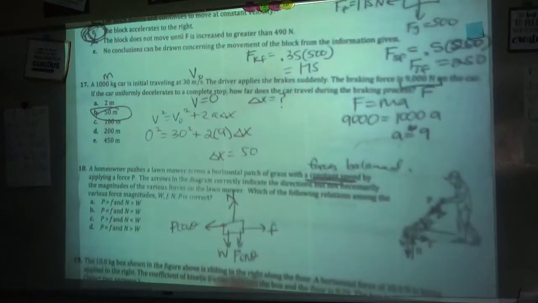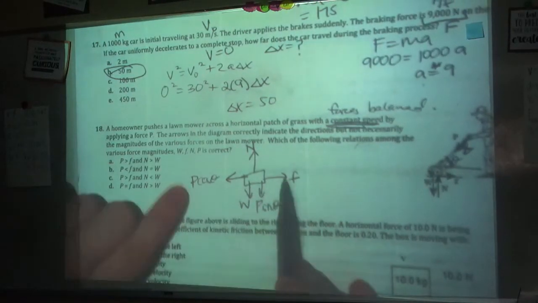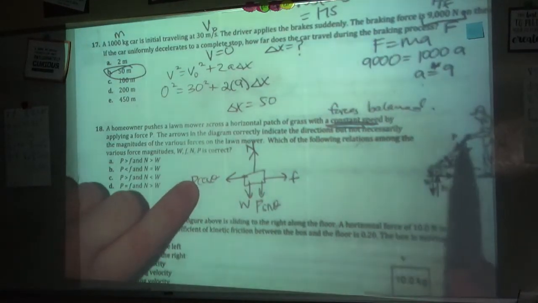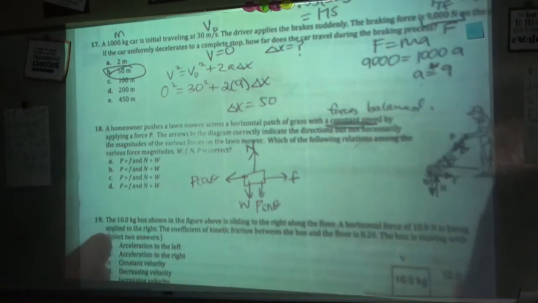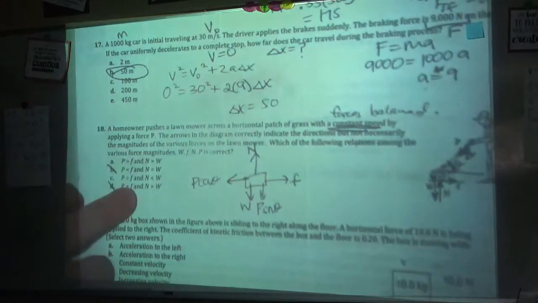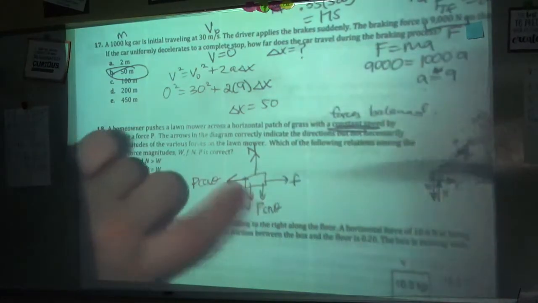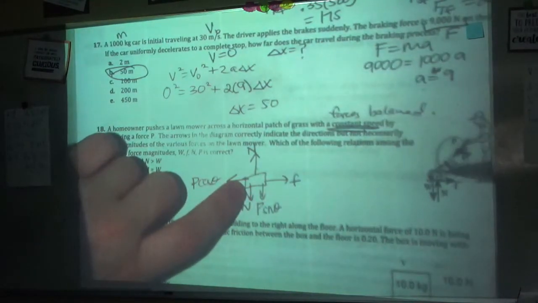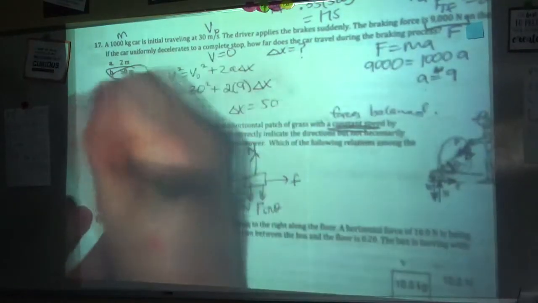So if we look at P and F, they would not be equal to each other, because it's only the x part of P that's equal to F, so P must be greater than F. So we can cross off B and D because P has to be greater than F. And then my normal force would be greater than the weight, because it's the weight plus the y component that's being pushed down that equals the normal, so normal would be greater, so A.